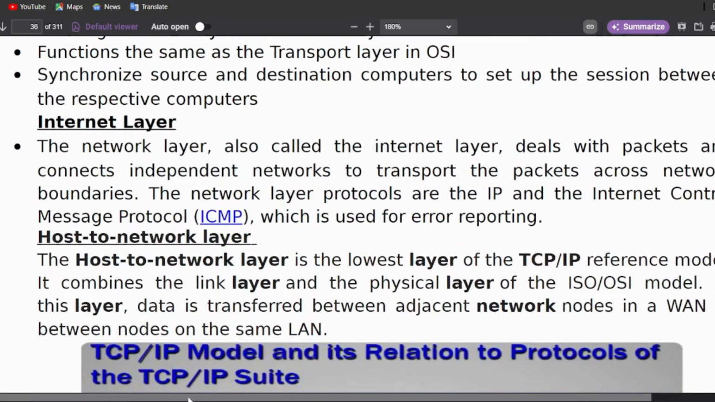We have the internet layer. The network layer, also called the internet layer, deals with packets and connects independent networks to transport the packets across network boundaries. The network layer protocols are IP and the Internet Control Message Protocol, ICMP, which is used for error reporting.